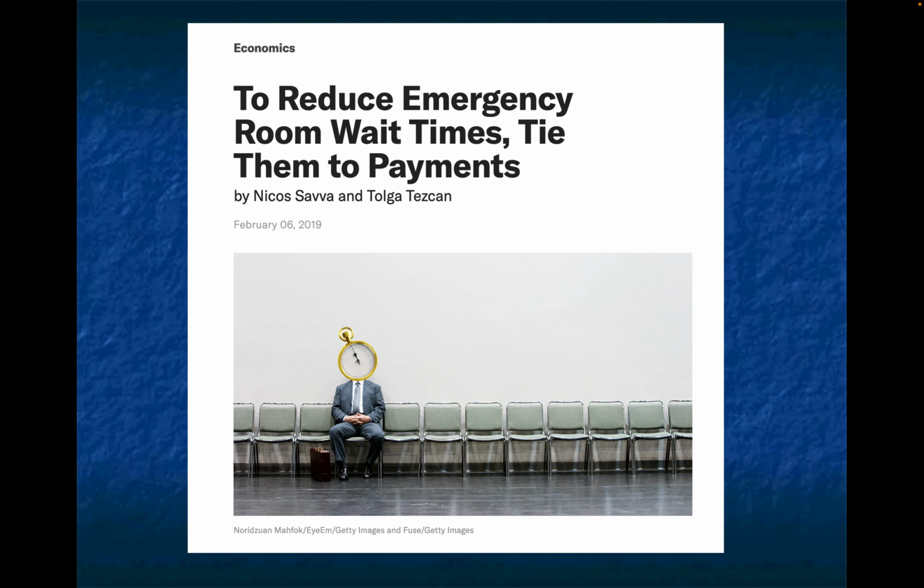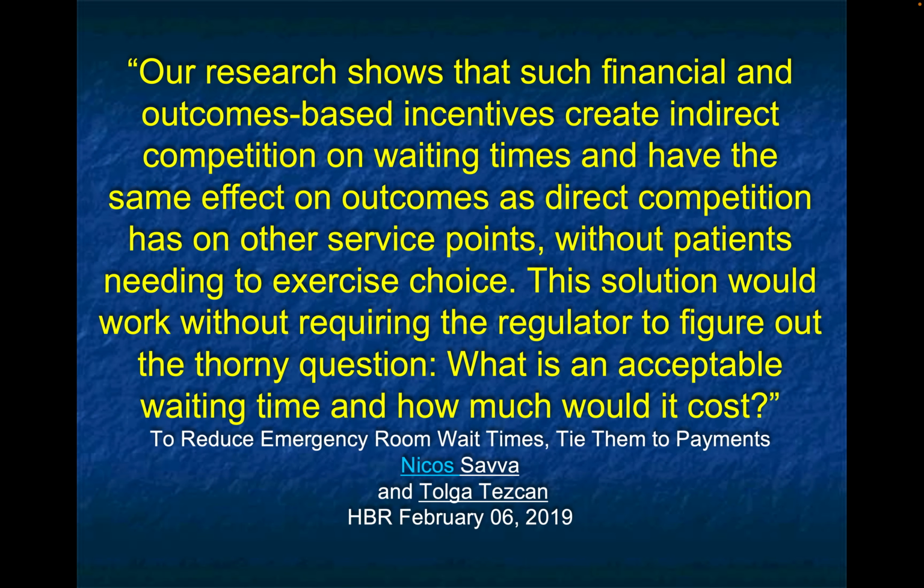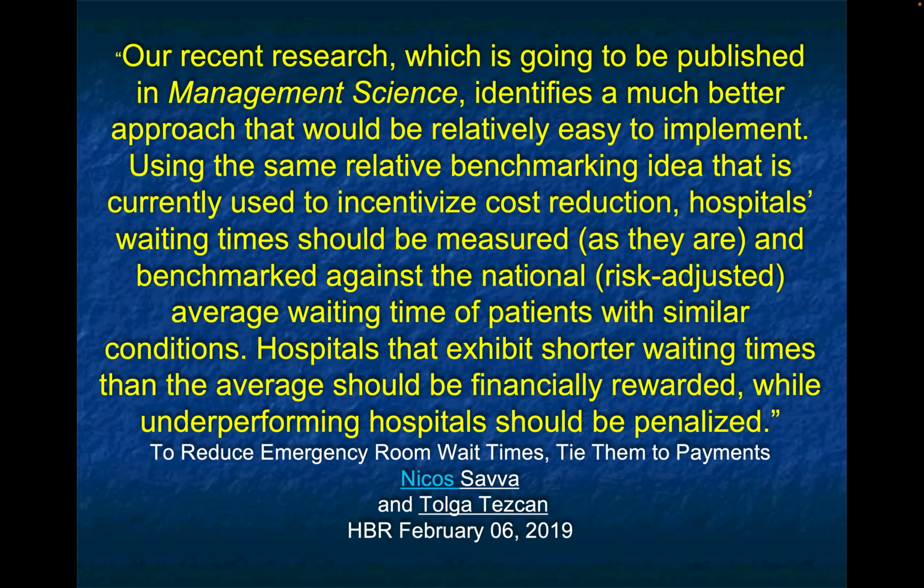Okay, article number 2. To reduce emergency wait times, tie them to payments. So this article, this was from Harvard Business. Our research shows that financial and outcomes-based incentives create indirect competition on waiting times and have the same effect on outcomes as direct competition has on other service points without patients needing to exercise choice. The solution would work without requiring the regulator to figure out the thorny question: what's an acceptable waiting time and how much would it cost?